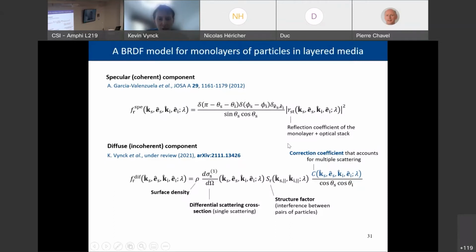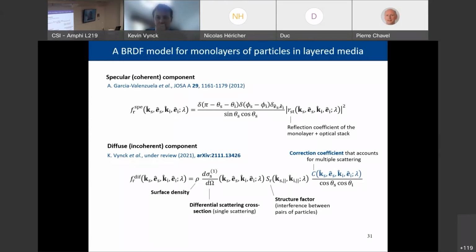So the originality of this formula is basically this correction coefficient. If you take it equal to 1, this is the approximation of independent scattering. But we will see that independent scattering for monolayers of particles has some problems of divergence in some cases. And here we introduce the correction coefficients that solve those problems and take into account quite properly multiple scattering processes.